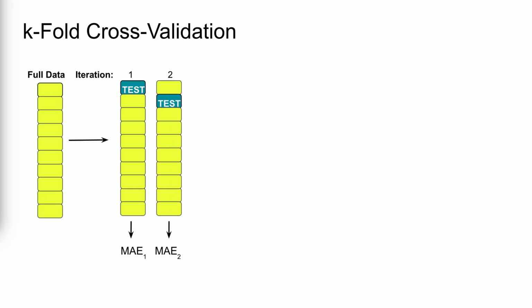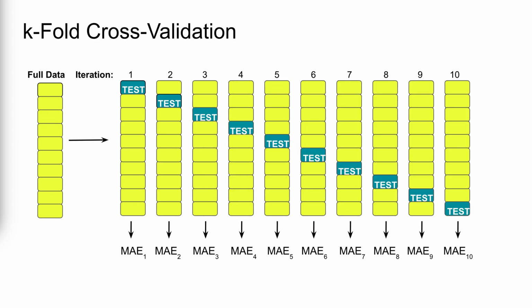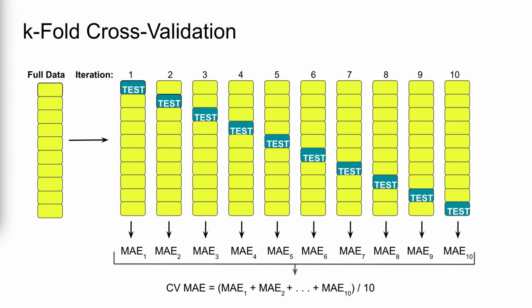In the second iteration, we hold out fold 2 as the test set, build a model using the training data comprised of the 9 other folds, and evaluate this model's performance on fold 2. We do the same thing for each of the remaining folds. In the end, each fold has served as a test set, thus has a corresponding prediction error, MAE. Averaging these up produces the 10-fold cross-validation error.